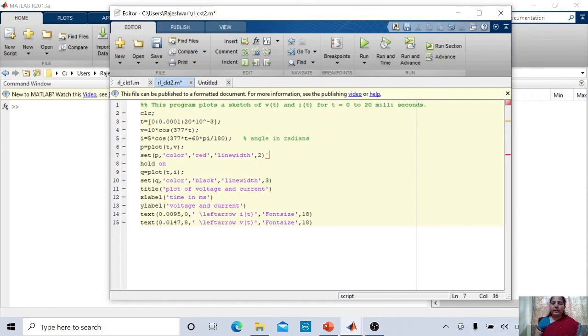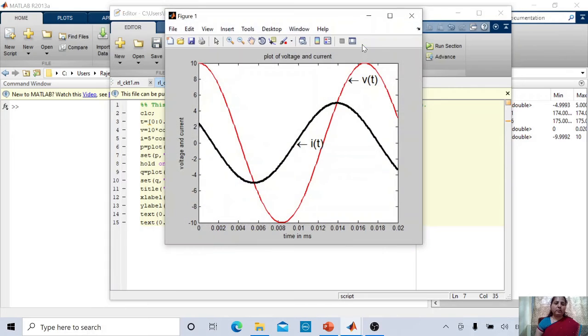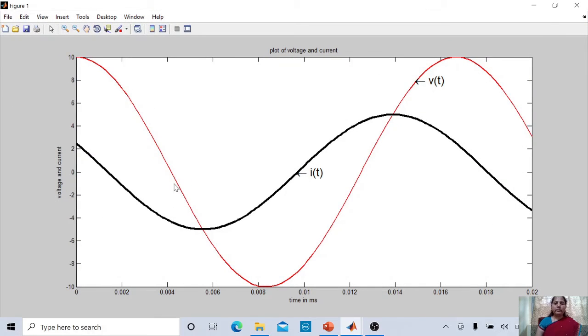I've entered the same program in MATLAB. I shall execute it now. So this is what you want to see after the execution. So it's displaying the waveform of voltage and also the waveform of current.